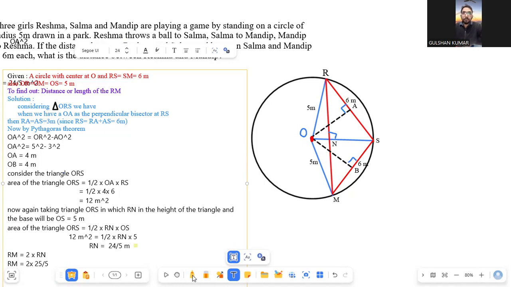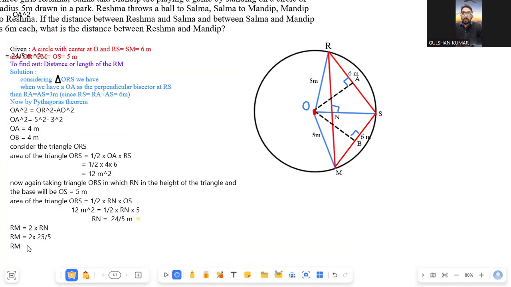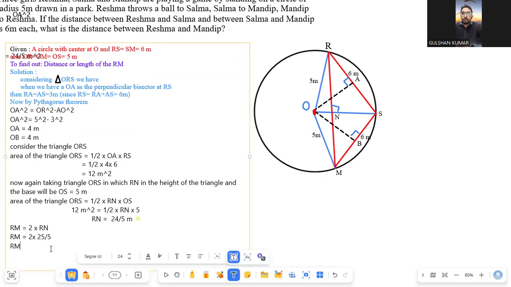RM will be, this is 24. Okay, 48 by 5. That will be 9.6 meter.